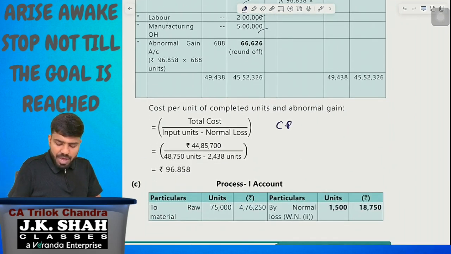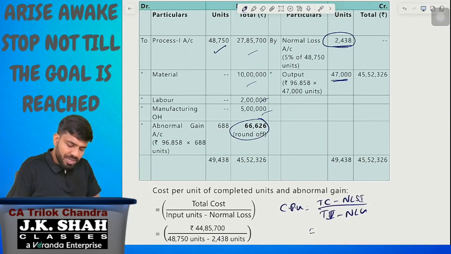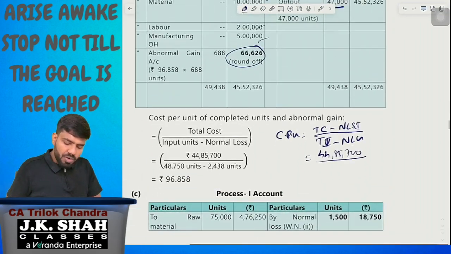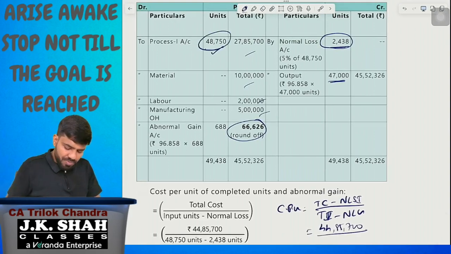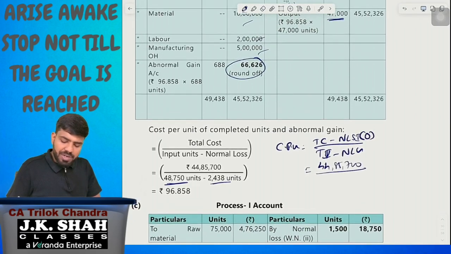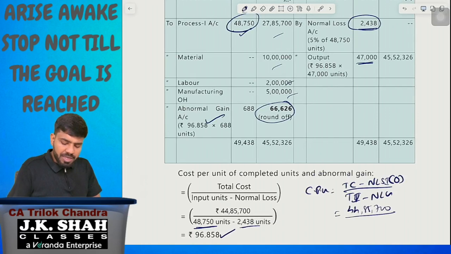Now we need to calculate the cost per unit. We all know that in the presence of loss, it is total cost minus normal loss scrap income, divided by total input minus normal loss units. Here the total cost excluding this is 27,85,700 plus 17 lakhs, which is 44,85,700, divided by the total input of 48,750 minus normal loss. Normal loss scrap income is not given, so we take it as 0. Accordingly, the cost per unit is 96.858. Using this, we evaluate the abnormal gain, which is 66,626.